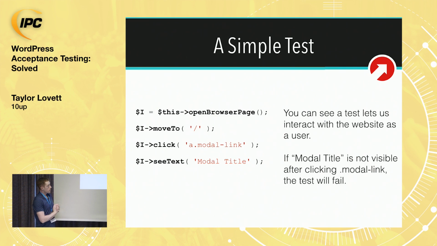WP Acceptance on the testing side extends PHPUnit. So behind the scenes it is using your standard PHPUnit assertions, which you could also use if you wanted to assert things. But that's the basics of how your tests look.